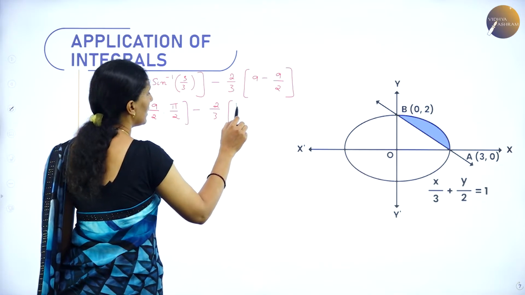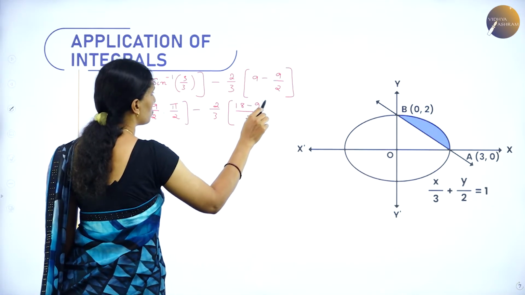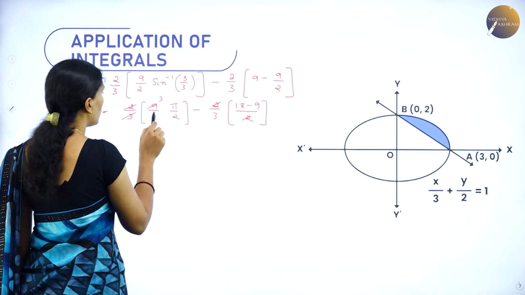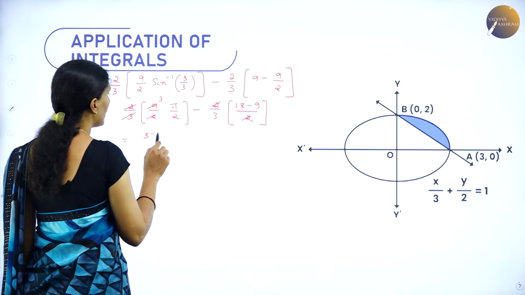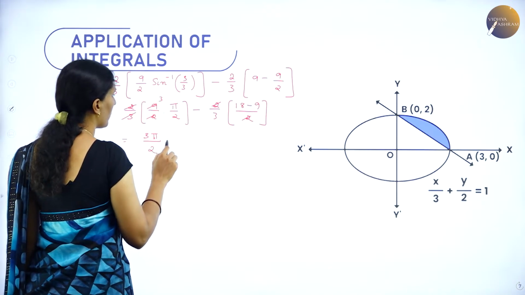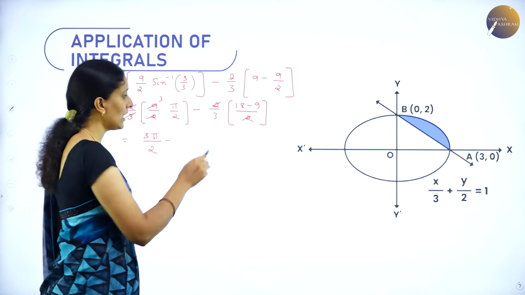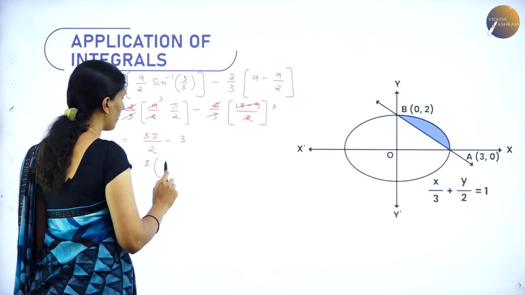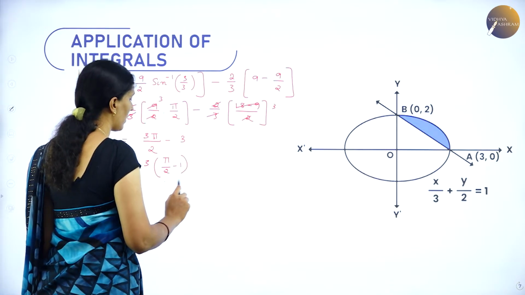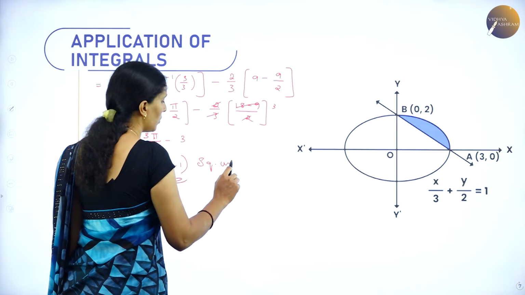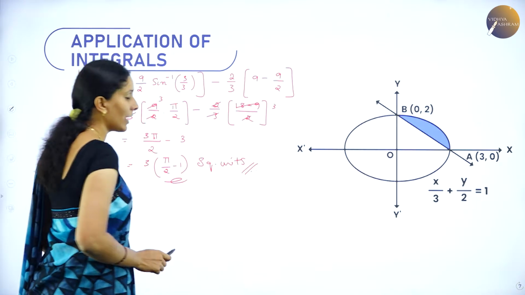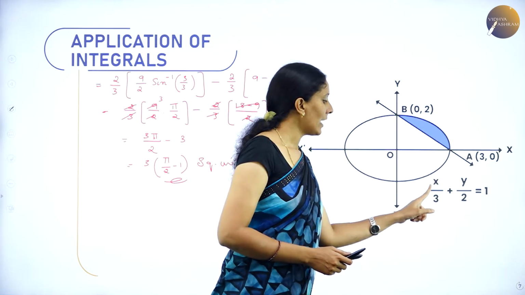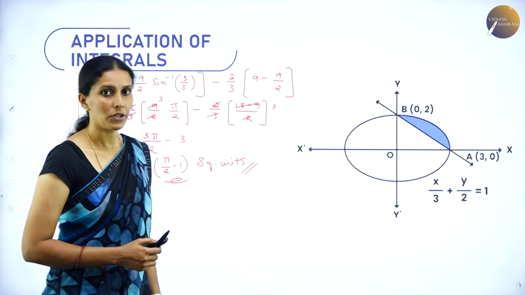So, we can take here 18 minus 9 by 2. 2 cancels here. 3 ones are 3, 3 threes are 9, 2 cancels here. So, here you will get 3 pi by 2 minus, 18 minus 9 is 9, 3 ones are 3, 3 threes are minus 3. We can take 3 as a common factor. Here we get pi by 2 minus 1 in terms of square units. So, this is the required area bounded by the region, ellipse as well as the line x by 3 plus y by 2 is equal to 1.